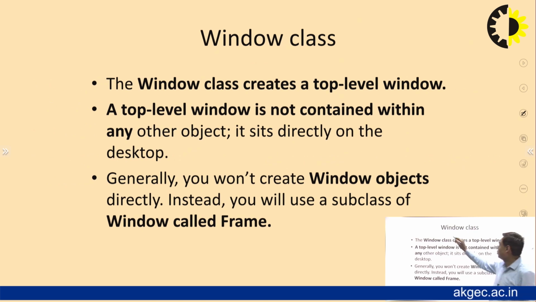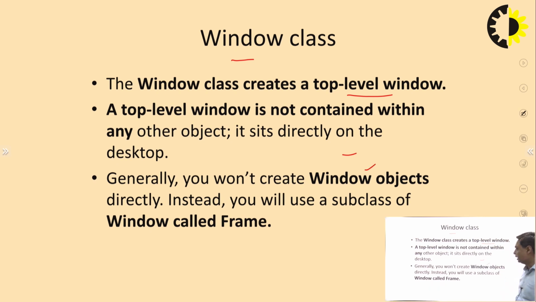Next we have the Window class. It is similar to the windows we see in the Windows operating system, and basically it is a top-level window, directly on the desktop. We generally do not work on the Window object directly; we work on the Frame object, which is a subclass of Window, because Frame has many refined methods to work with window GUI-based applications.